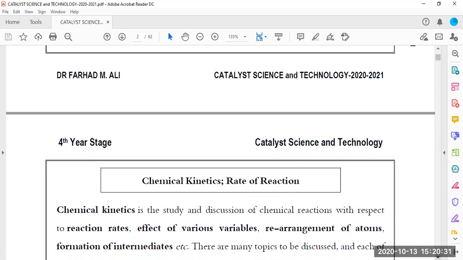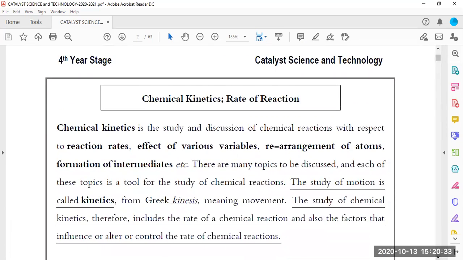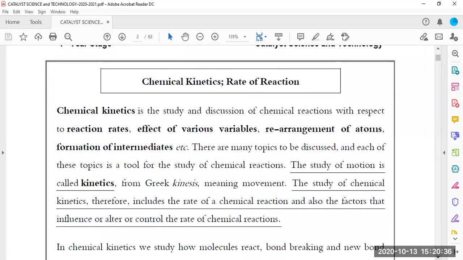So why are we studying chemical kinetics before we go to the catalyst? Because chemical kinetics, in other words the rate of reaction, which we study now, is affected by using a catalyst. In general, as you know from your previous studies, a catalyst can enhance the speed of reaction. That's why we use a catalyst in industry.